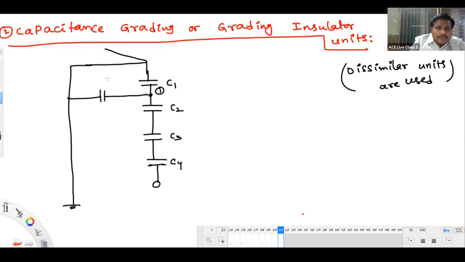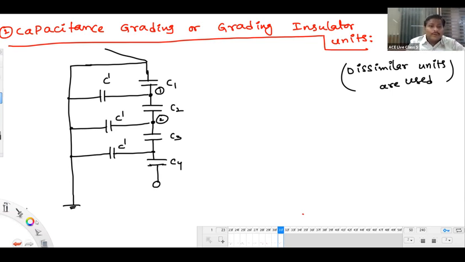Link pin 1 to tower we have C dash. This link pin 2 to tower again we have a capacitance of C dash. Link pin 3 to tower again we have a capacitance of C dash. The last capacitance we can neglect. We need not consider it.